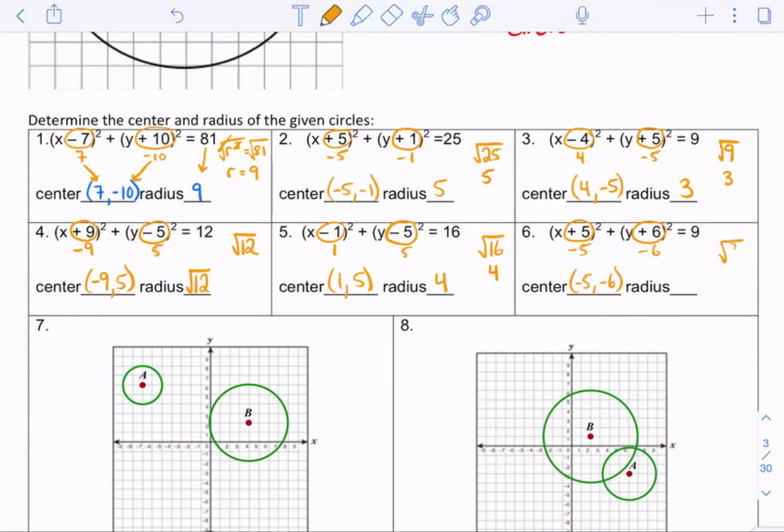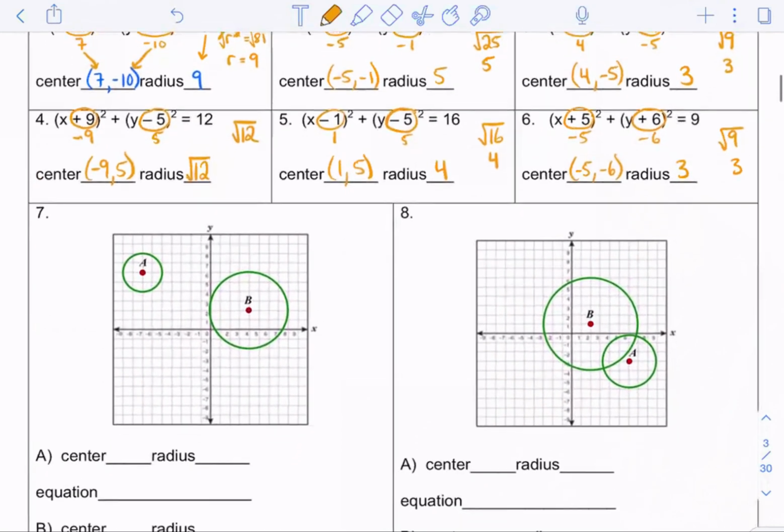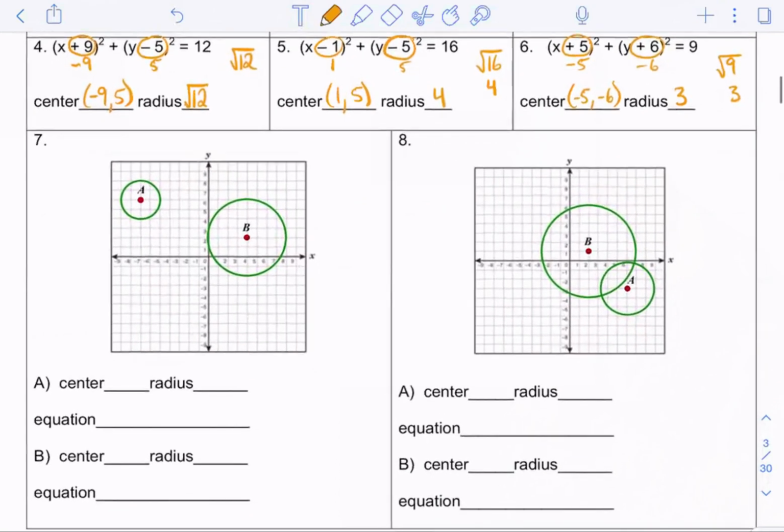And we already know the square root of 9 is 3. Beautiful. That was pretty easy, Miss Murphy. I agree. All right. So now let's change it up a little bit.